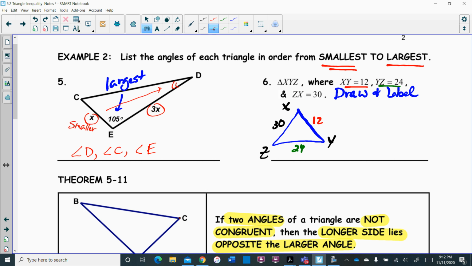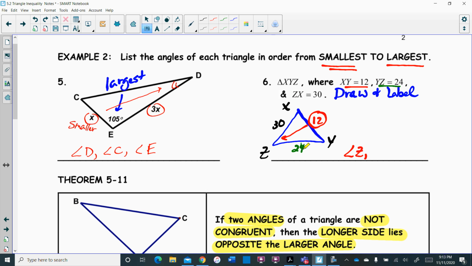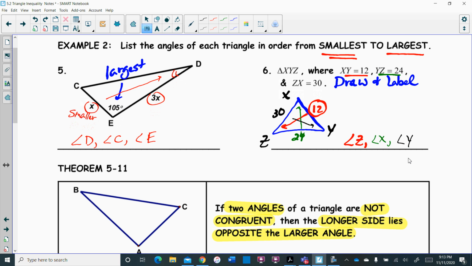So find your smallest side. The smallest side would be here. Look across. So we're starting off with angle Z. Then we go to the next smallest side. The next smallest side is my YZ, the 24. Go across. So that will be angle X. And then our largest side, which is the 30, look across, and that would be angle Y. So make sure you look across to find your largest side or largest angle.